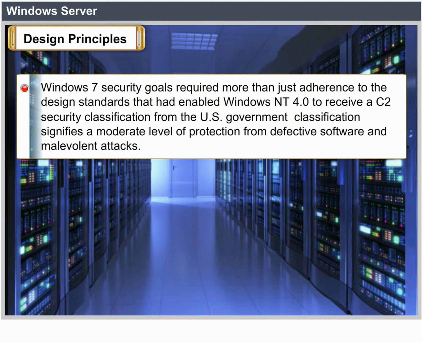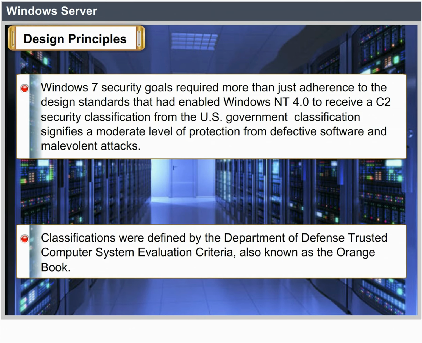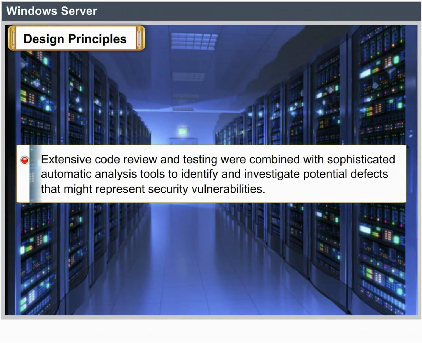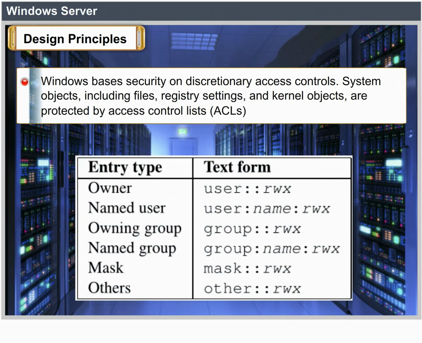Classification signifies a moderate level of protection from defective software and malicious attacks. Classifications were defined by the Department of Defense Trusted Computer System Evaluation Criteria, also known as the Orange Book. Extensive code review and testing were combined with sophisticated automatic analysis tools to identify and investigate potential defects that might represent security vulnerabilities. Windows bases security on discretionary access controls. System objects, including files, registry settings, and kernel objects, are protected by access control lists, ACLs.